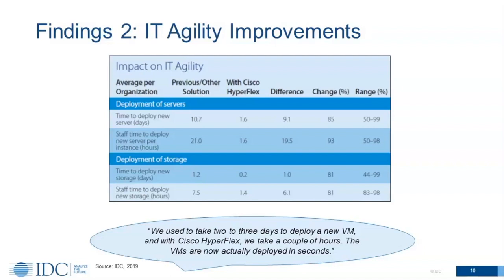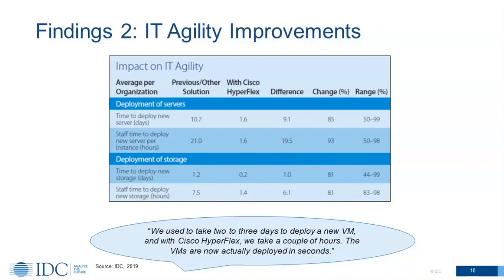Interviewed Cisco customers provided any number of examples of these types of agility benefits. You can see a quote on this slide from a customer that's gone from needing days in total to add virtual compute capacity to easily doing it within the same day with HyperFlex. Meanwhile, the actual staff time required to execute the deployment of a new VM for this organization has fallen to what it put in the seconds.